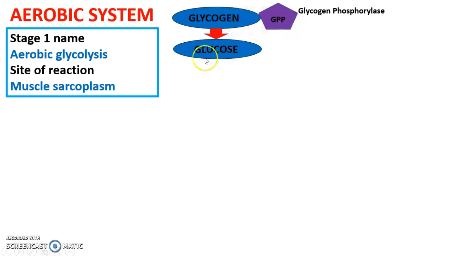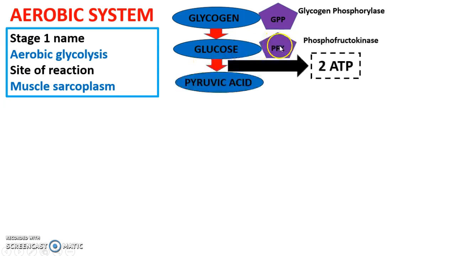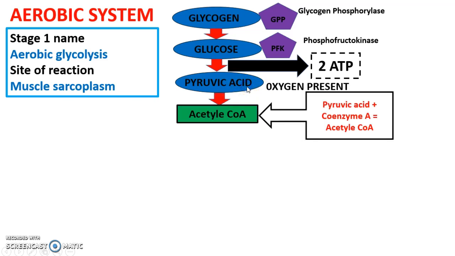glycogen broken down by the enzyme GPP, or glycogen phosphorylase, into glucose. Okay, next bit. Glucose is then broken down by PFK into pyruvic acid, and at this point 2 ATP are resynthesized. Now because oxygen is present, pyruvic acid does not convert into lactic acid via LDH. Okay, what it does is it then combines with an enzyme called coenzyme A to form acetyl-CoA.